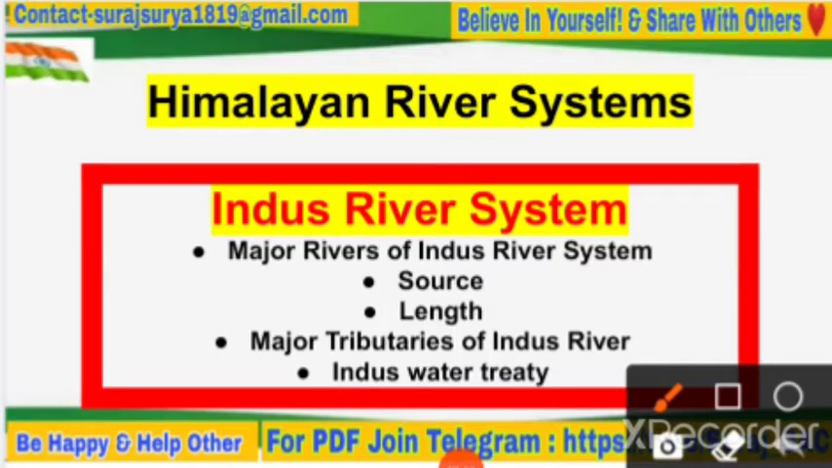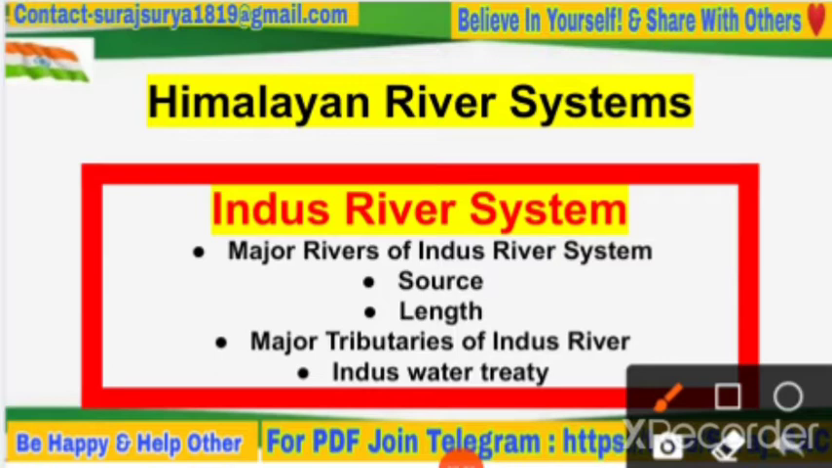So from this lecture onwards, we shall be covering the important rivers which flow on the Himalayan side, in the Himalayan terrain of India. Today we shall cover one of the most interesting river systems of India, known as the Indus river system. You must be completely aware of how the Indus river system forms, what the major rivers of the Indus river system are, their source, their length, and their major tributaries. The Indus river has major tributaries.